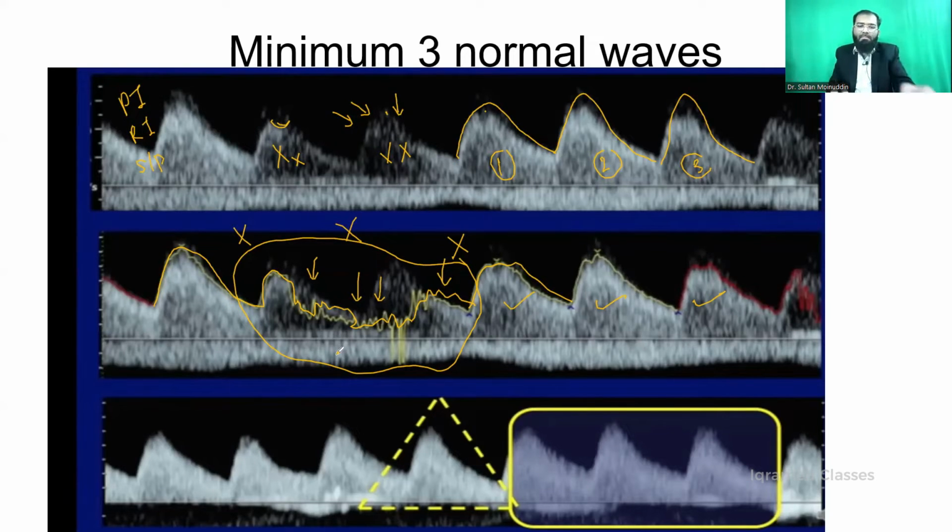So it is better to trace manually. There is always an option, trace manually for calculation of PI. So you go for that option, that is always the best option. You have to manually trace this complete waveform, and once you trace it, you get the readings of PI, RI, S by D automatically. The machine calculates automatically. There is also a third option where you can just select the three best waves, put your cursor in between, and the readings are given. So that is a third option.